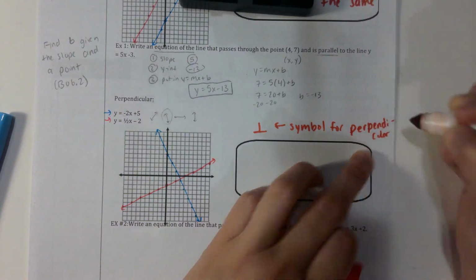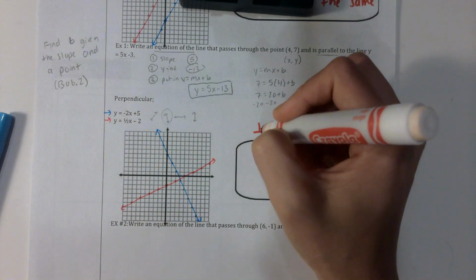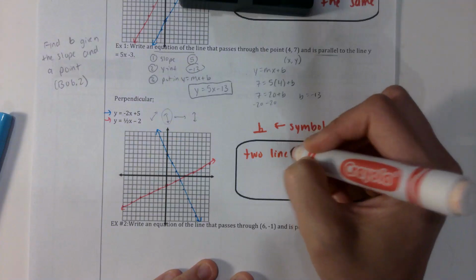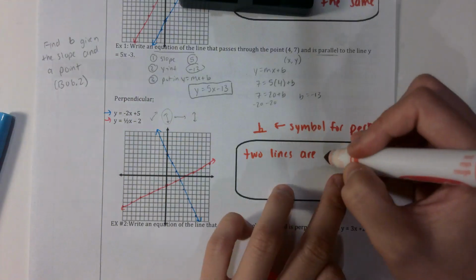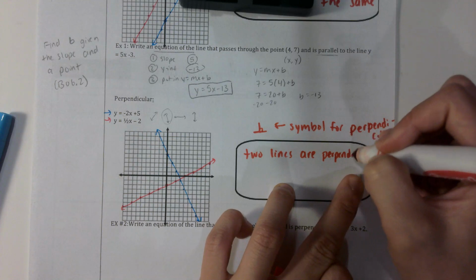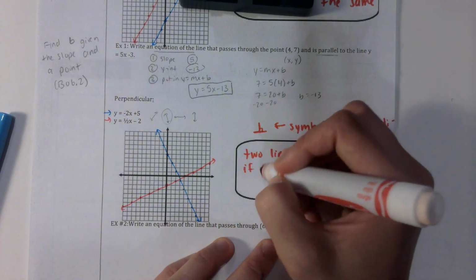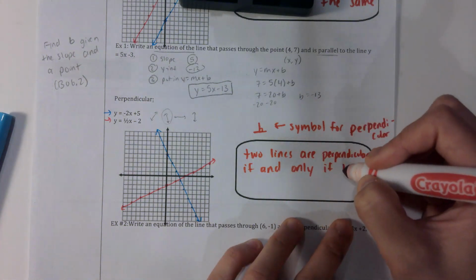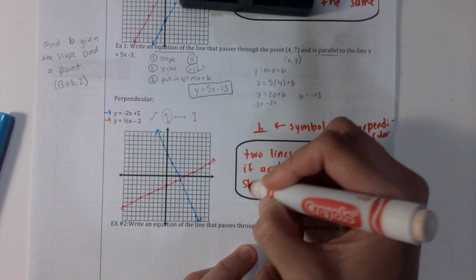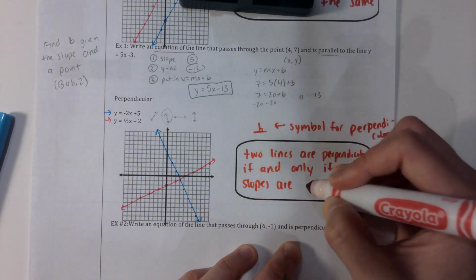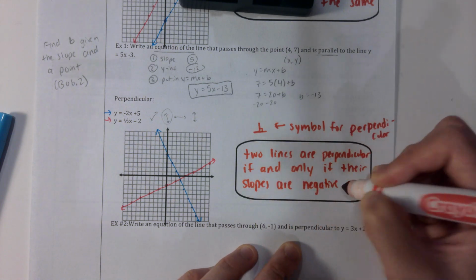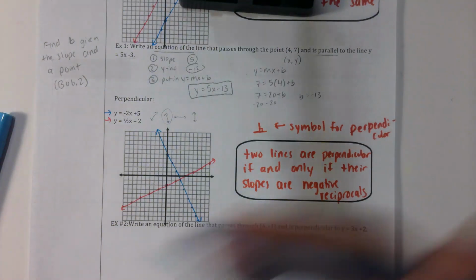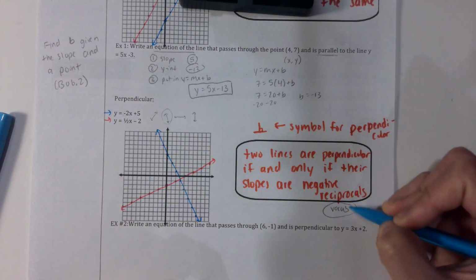Ooh, very long word. Sometimes you'll put a little box right there to show the right angle. So we're going to say two lines are perpendicular if and only if their slopes are negative reciprocals. Right? And this is a vocab term. Okay, what does that mean, right?